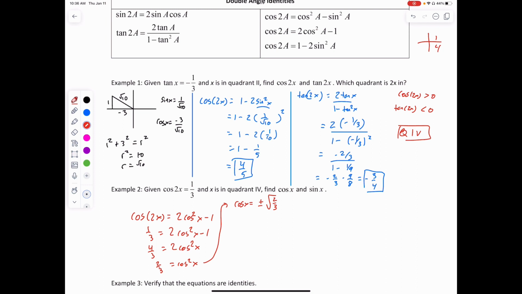Now, given that x is in quadrant 4, we know cosine is positive there. So the cosine of x is just the positive radical 2 over 3. I can rationalize by multiplying by radical 3 over radical 3 and get that the cosine of x is equal to radical 6 over 3.